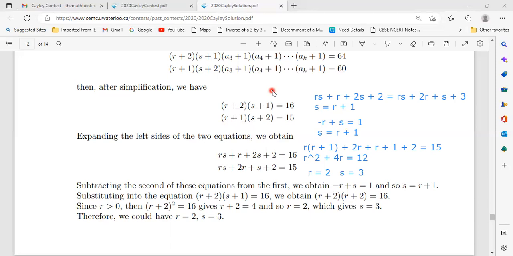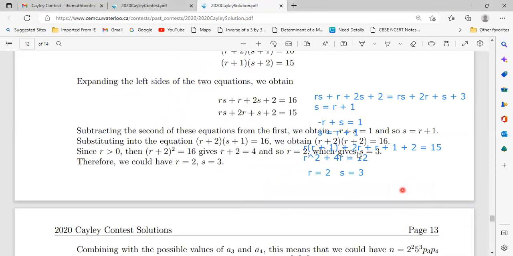Okay. Yeah. So the value of R is 2. The value of S is 3. Good. Very good. So it's 2 and 3.